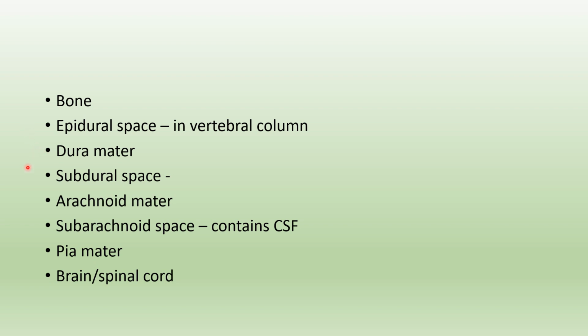So you have your dura mater. Then you have your subdural space. Then you have your arachnoid mater. So in the subdural space is where you are picking up the sinuses for the venous return. The subarachnoid space underneath the arachnoid mater is where the cerebrospinal fluid is. Then your pia mater, and then your brain or your spinal cord, depending on which place you're talking about.